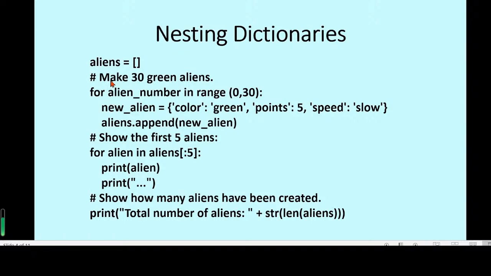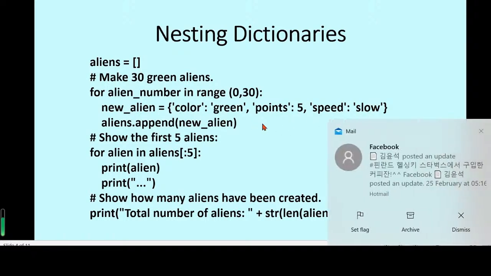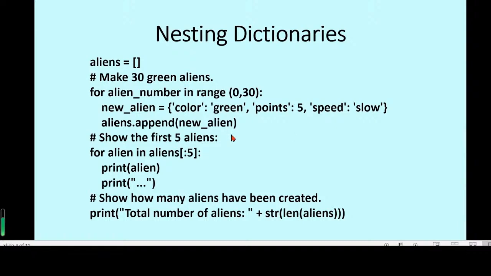For each alien number, we create a new alien. Then append this new alien to the aliens list. Actually, each alien's information is the same. So next, we can show the first 5 aliens in this aliens list. Print out.